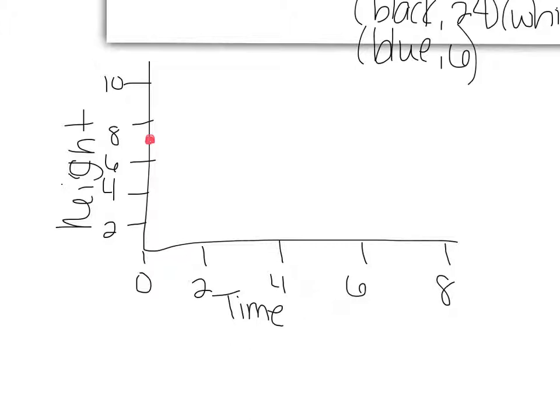Then I had 2, 10, and then 4, 5, and 6, 0, 7, 0, and 8, 3. Okay, but I want a broken line graph, so what do you think I need to do with these points? Draw a line. I'm gonna connect them. I drew a broken line graph to represent my data.